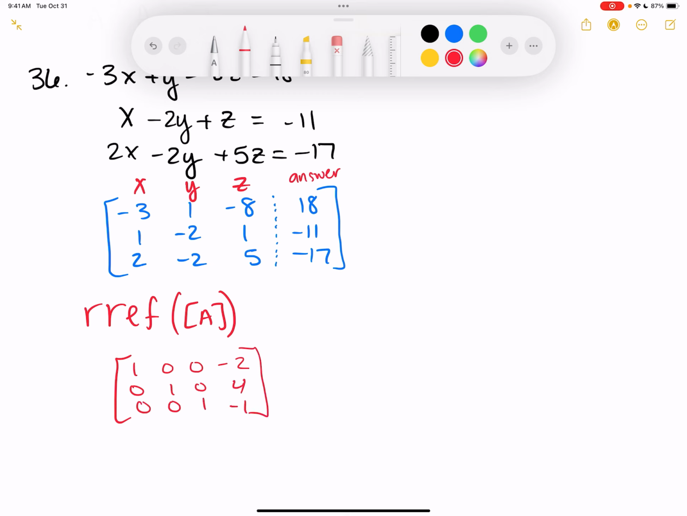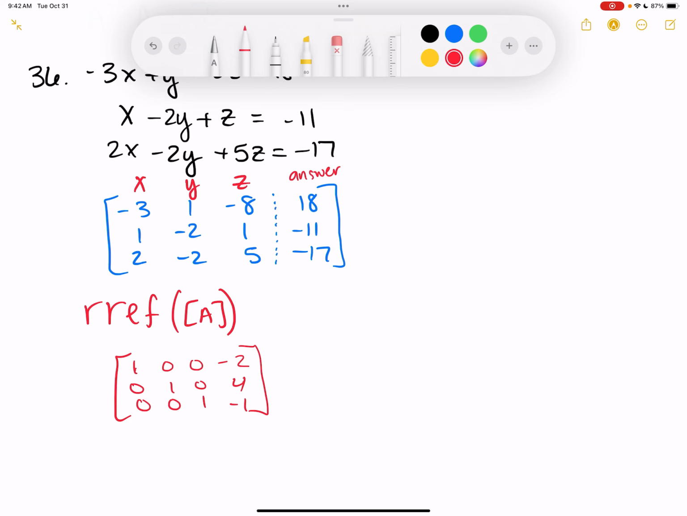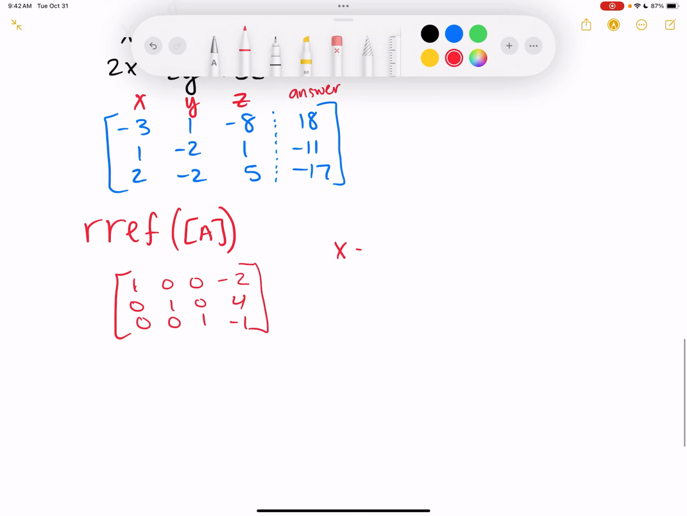This means, because my first column is my X column, X is -2, the second column is Y, so Y is 4, and the third column is Z, and Z is -1. Take this off so you can actually see it. So X is equal to -2, Y is equal to 4, and Z is equal to -1 is what that tells you.